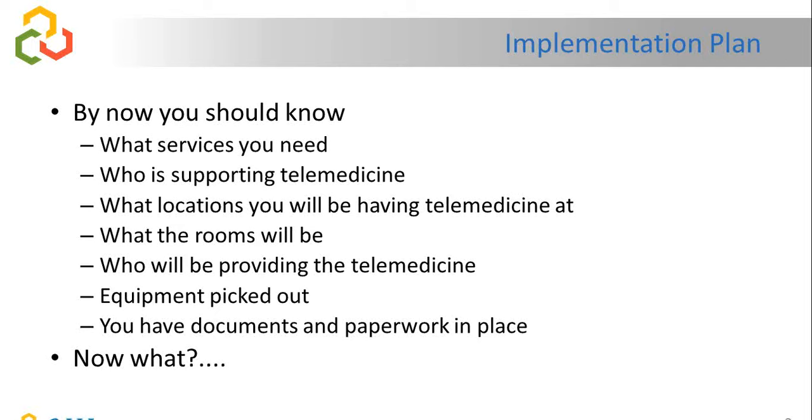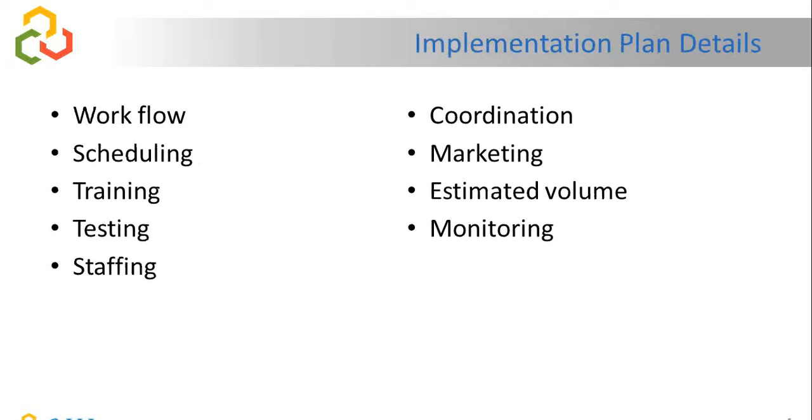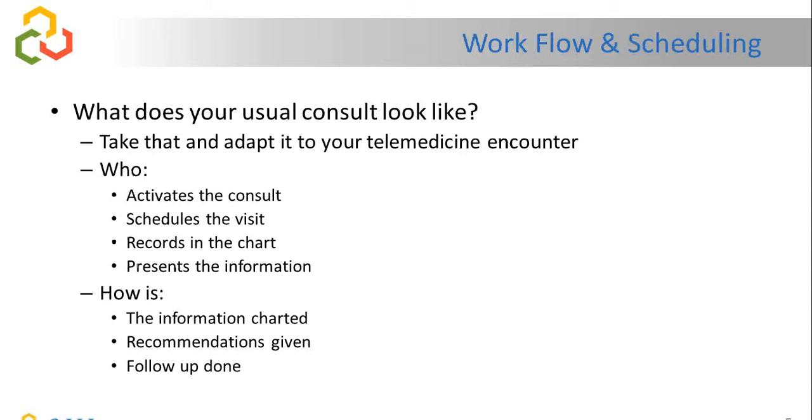I can give you general ideas with this one, but ultimately when it comes down to workflow for implementing, it's going to be up to your individual organizations on how this is going to work. Some of the details to look for: you want to look at your workflow, scheduling, training, testing. Those two right there, training and testing, are really important. You want to make sure that you've tested enough times that everything's going to work as smoothly as you can when it comes to technology, and that everybody that needs training has been trained on the equipment and they feel comfortable with it. Look at staffing, coordinating, marketing your program, and start to get an idea of what you think your volume might be and how you're going to monitor your program as it goes through.